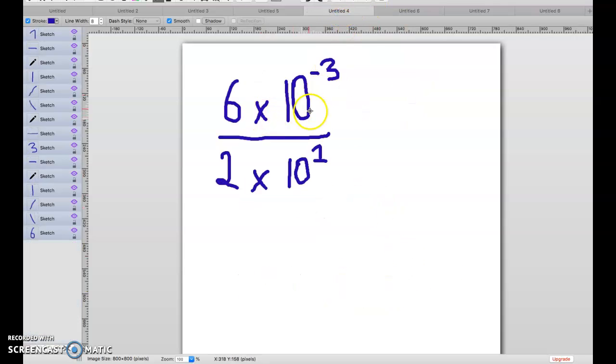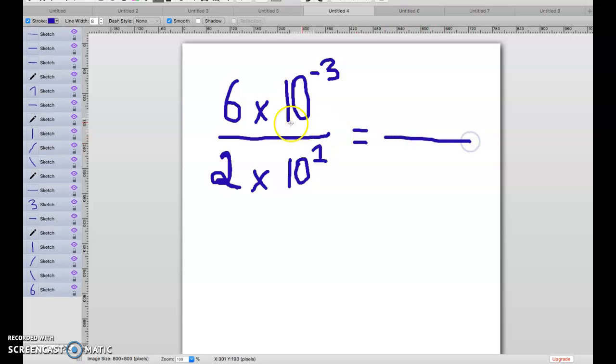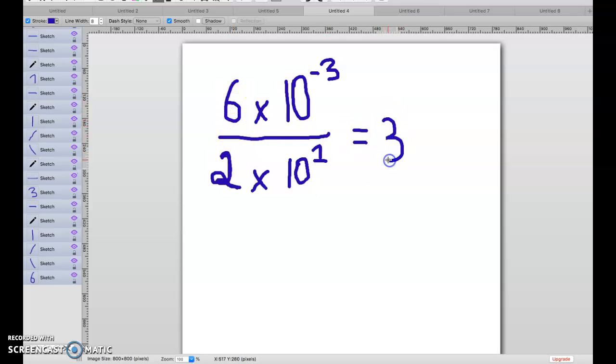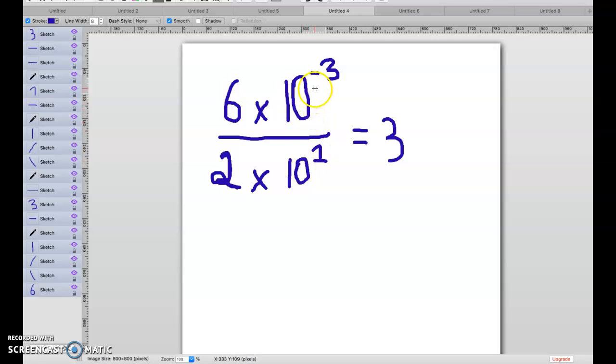Here's another slightly more complicated thing. We are dividing two numbers in scientific notation. The top is 6 times 10 to the negative 3. The bottom is 2 times 10 to the power of 1. When you are dividing numbers in scientific notation, you divide the two numbers, so 6 divided by 2 is 3. Then you divide the powers of 10: 10 to the power of negative 3 divided by 10 to the power of 1.